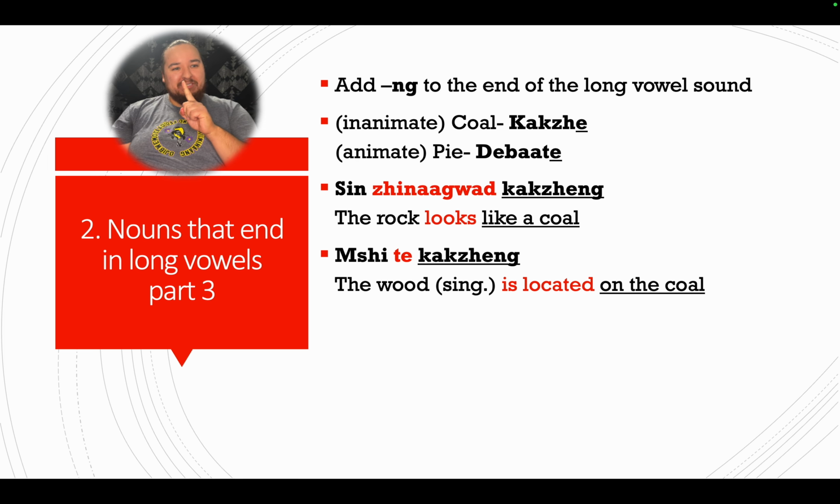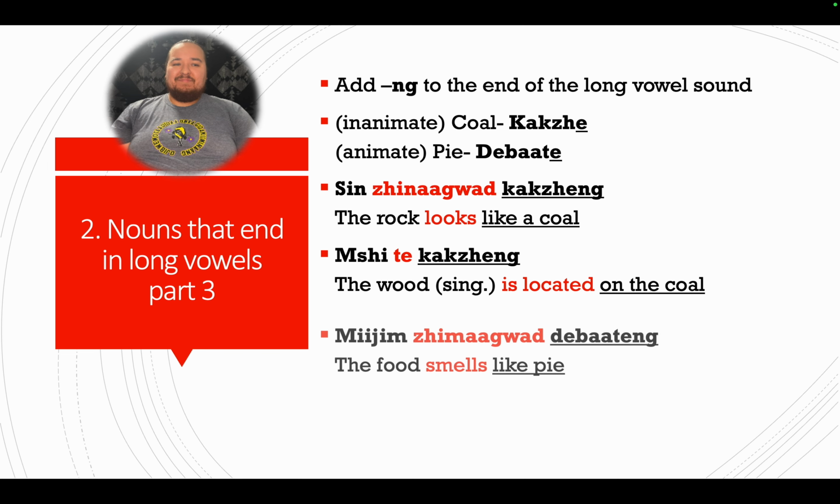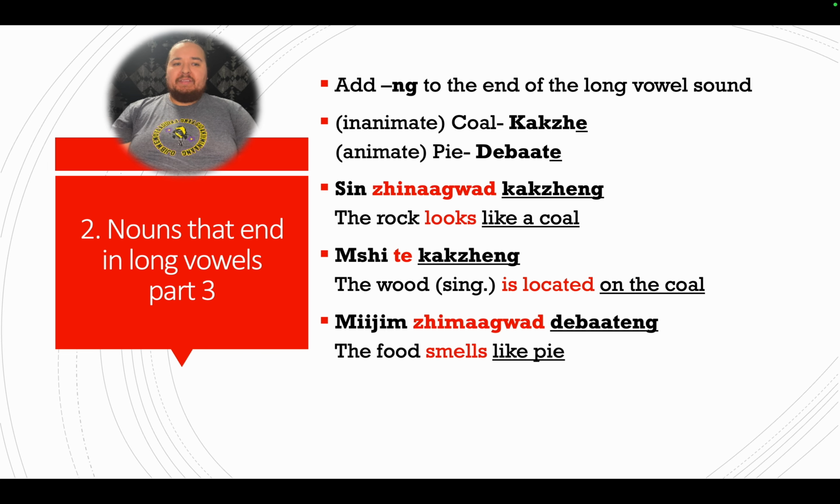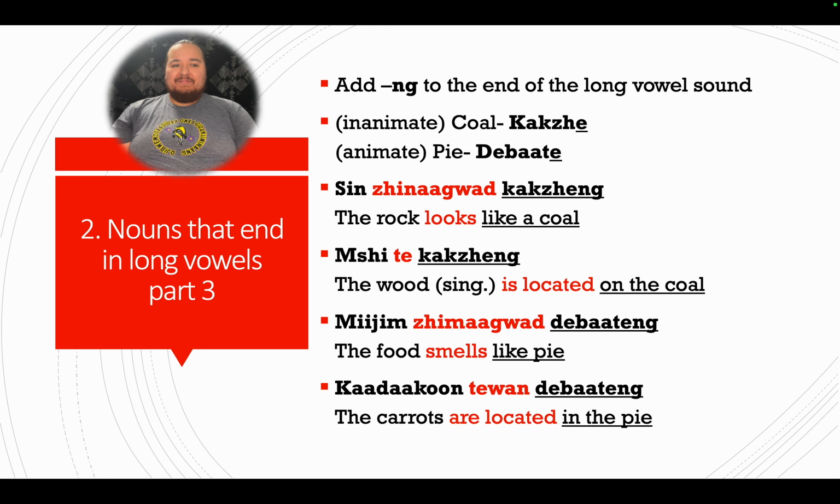We're talking about one piece of wood here. Mijim jamagwat debateng, the food smells like pie. Kada kontewan debateng, the carrots are located in the pie. So please record this in your notes before moving on. We'll pause here. All right, let's move on.